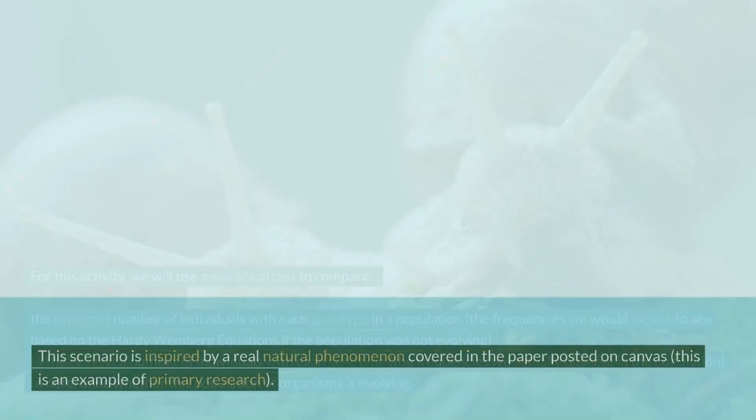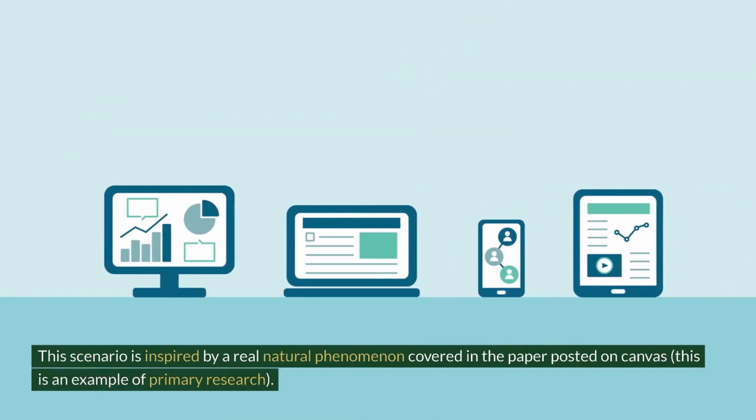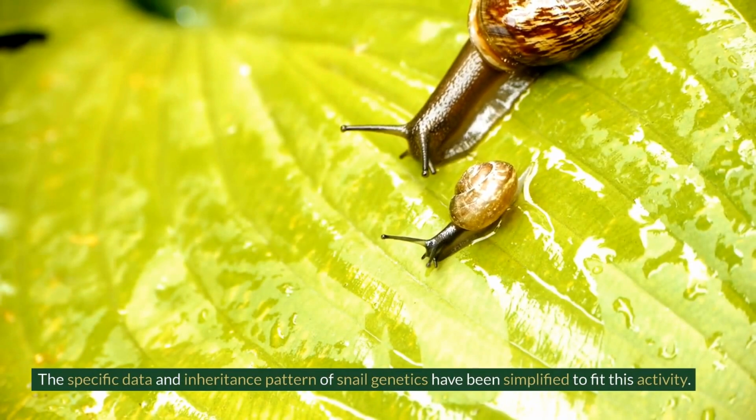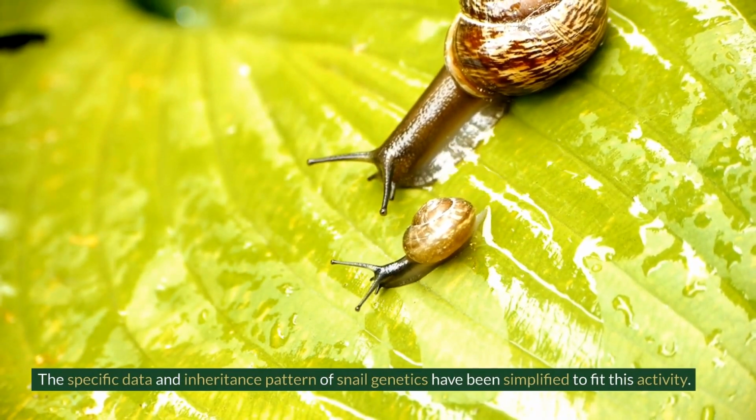And just as a little side note, this scenario is actually inspired by a real natural phenomenon covered in a paper that we have linked to in Canvas. And this is an example of primary research, so a really fun and reputable paper to check out. The scientific data and inheritance patterns of snail genetics have been simplified, though, for this activity. So let's go over the scenario.